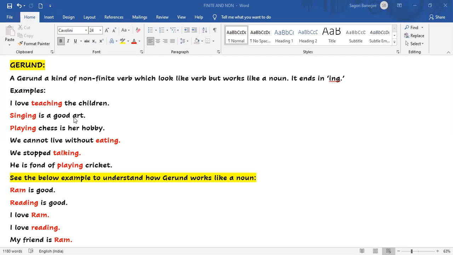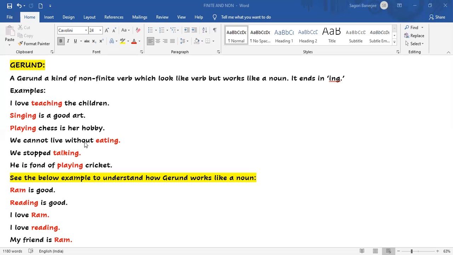Similar thing, singing is a good art. Sing plus ing. What is a good art? Singing. Playing chess is her hobby. What is her hobby? Playing chess is her hobby. So playing is a gerund. We cannot live without eating. We cannot live without what? Eating. So eating is a gerund, which is functioning like a noun.